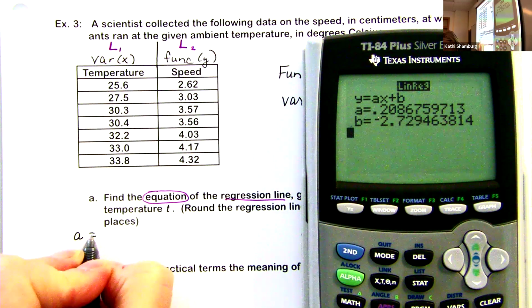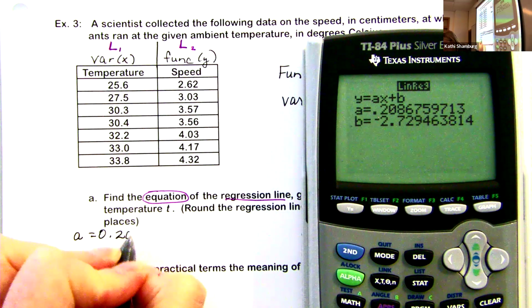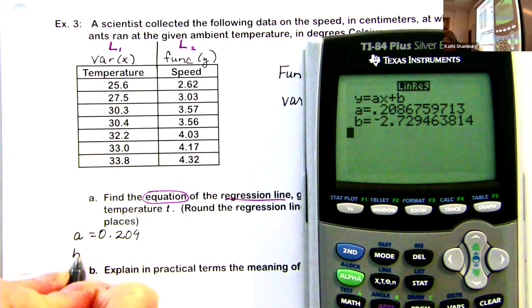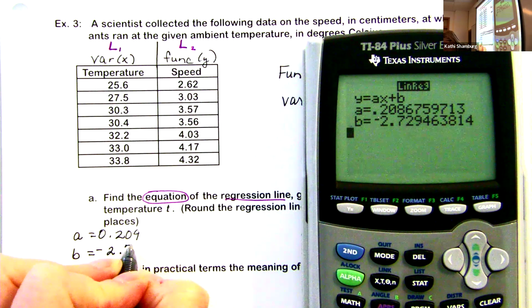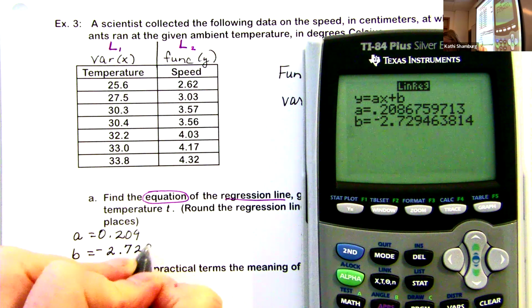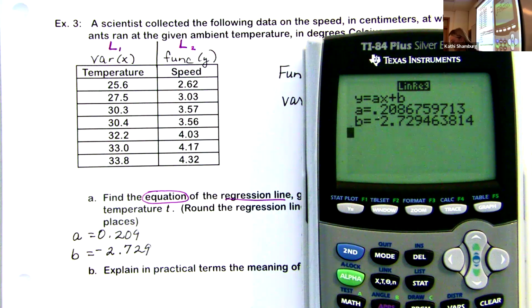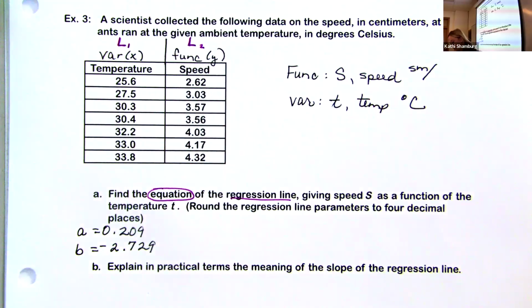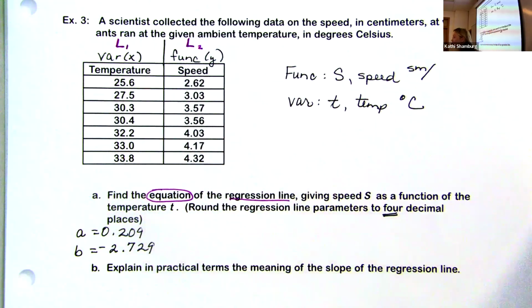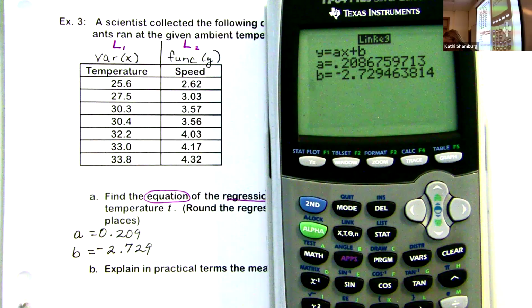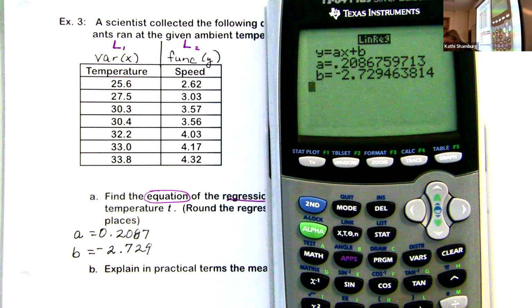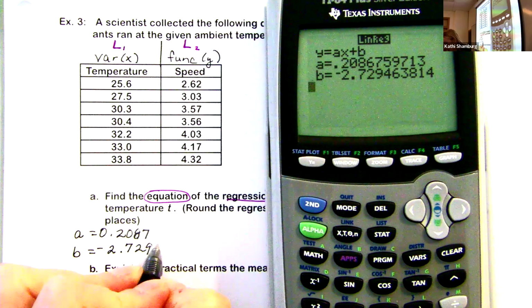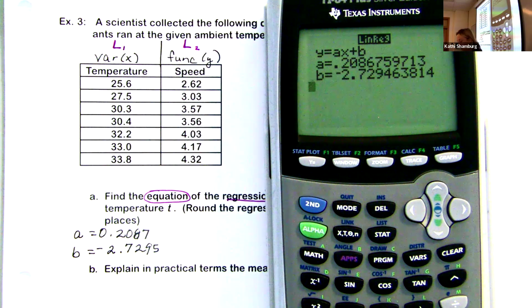So A is 0.209 and B is negative 2.729. But I thought it ended at 4. Oh, does it say 4? Oh, it sure does. I just told you to pay attention and I didn't pay attention. So that would be 8.7. Thank you for catching that. And 9.5. Now are we good? Okay.